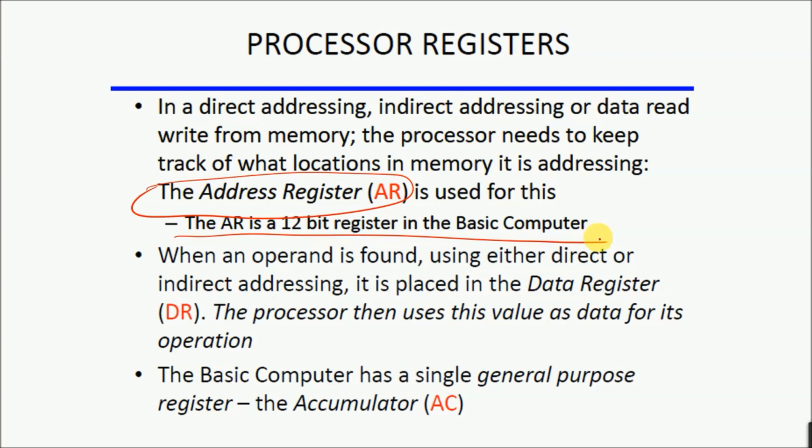And then we have the data register and accumulator. One of the two operands is always in the accumulator, while the second operand that is coming from the memory is always placed inside the data register. Why is it so?